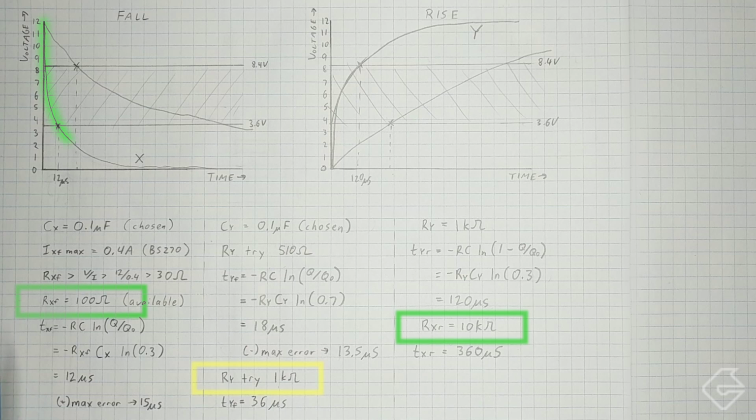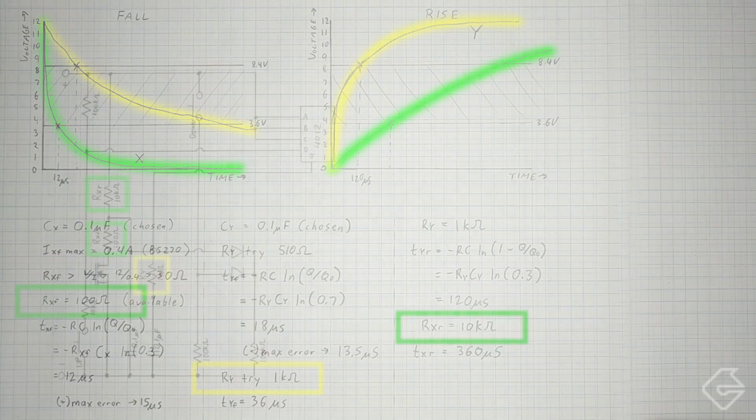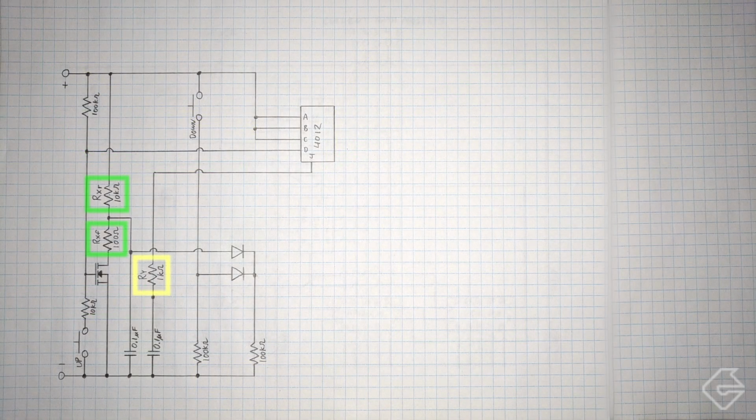As a summary, here are the values that we've chosen. RXF, the discharge resistor for the X capacitor, is 100 ohms. RXR, the charging resistance for the X capacitor, is 10 kilo ohms. RY, the discharge and the charging resistor for the Y capacitor, is 1 kilo ohm. And here they are in the circuit.